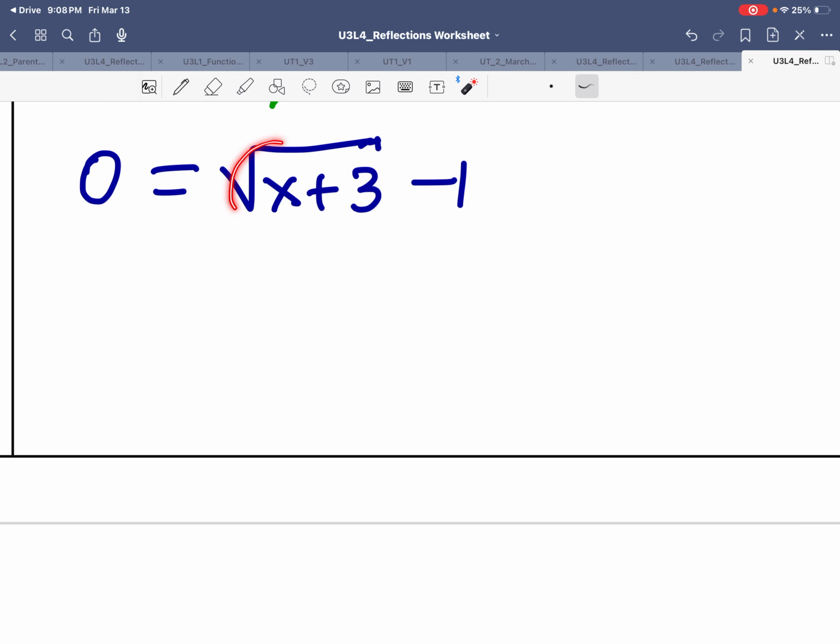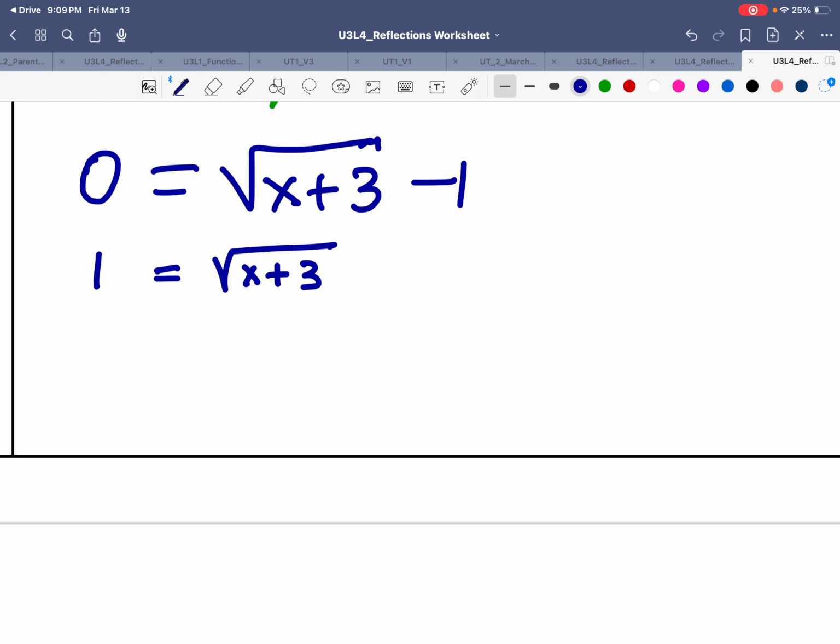X is inside the root, which means we need to isolate the root first. So I'll bring negative 1 to the other side to make it positive, and then x plus 3. Now I wanted to think, how can we get rid of the root? To get rid of the square root, we need to bring this to the power of 2. Remember that roots are nothing but exponents in rational form. So a square root is a power of 1 over 2.